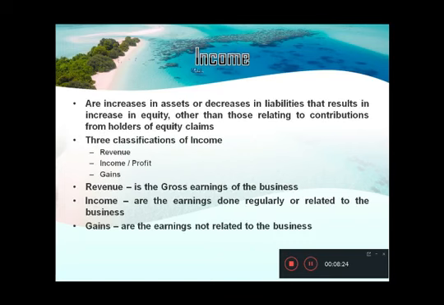So, income are increases in assets or decreases in liabilities that result in increase in equity other than those relating to contributions from holders of the equity claims. 3 classifications of income: revenue, income or profit, gains. Revenue is the gross earnings of the business. Income are the earnings done regularly or related to the business. And gains are the earnings not related in the business.